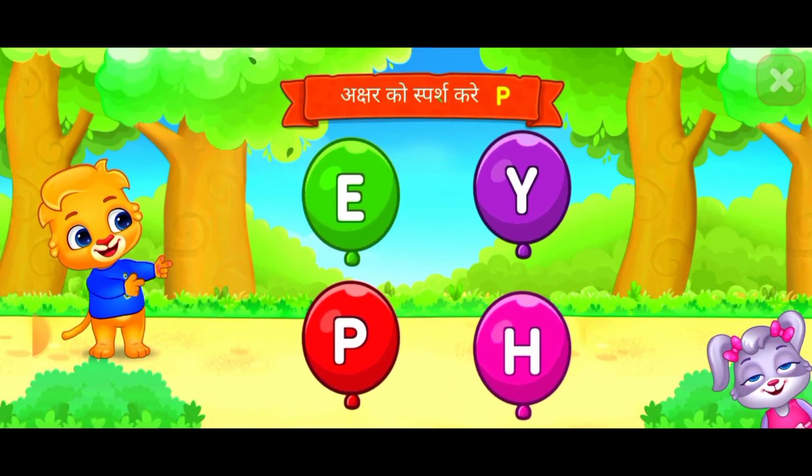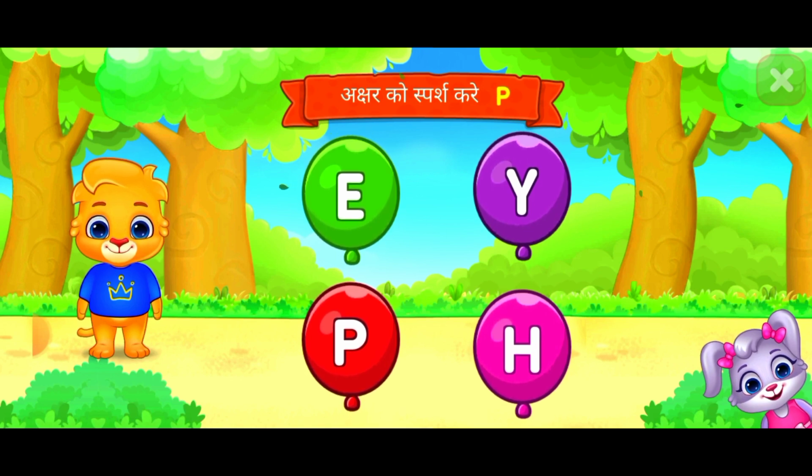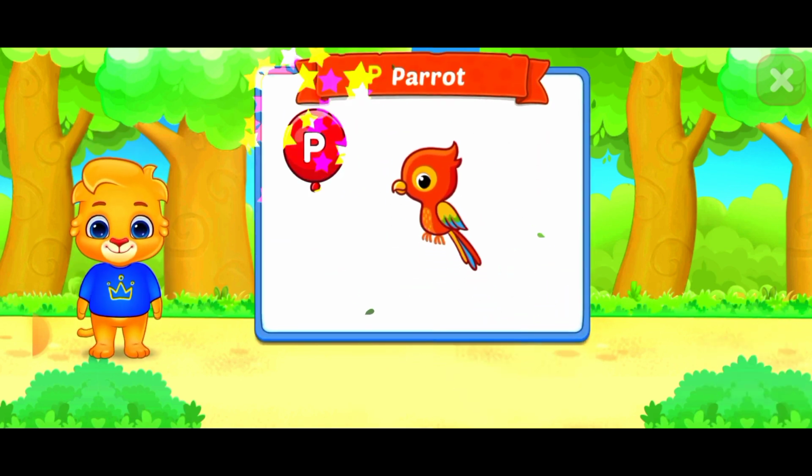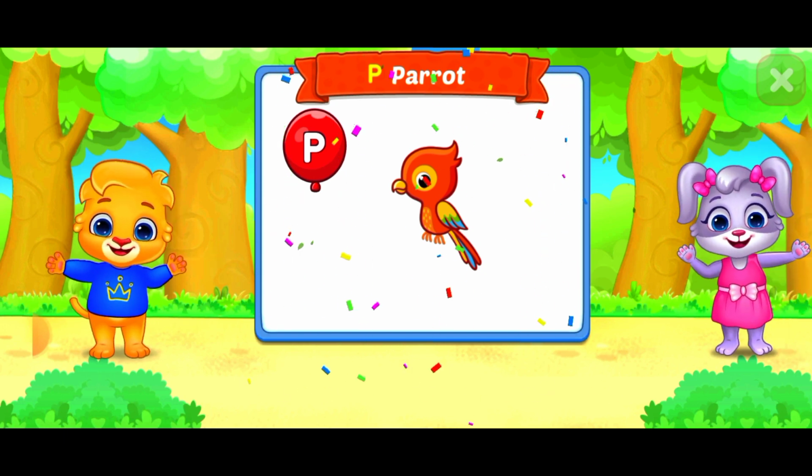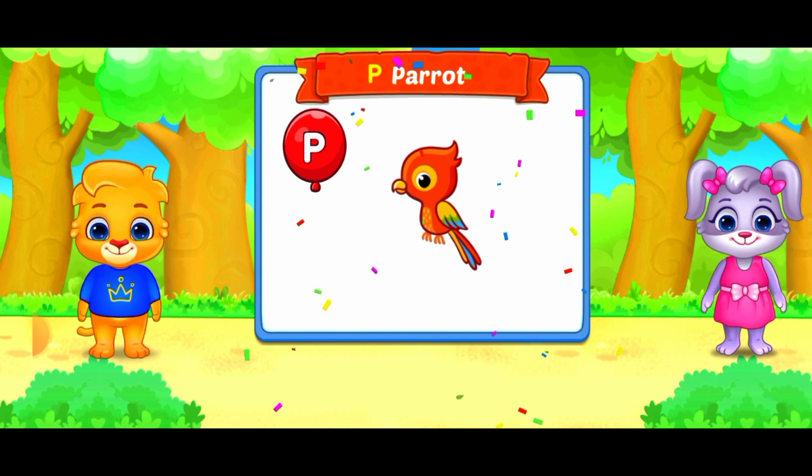अक्षर को स्पर्श करें। P. P is for parrot.